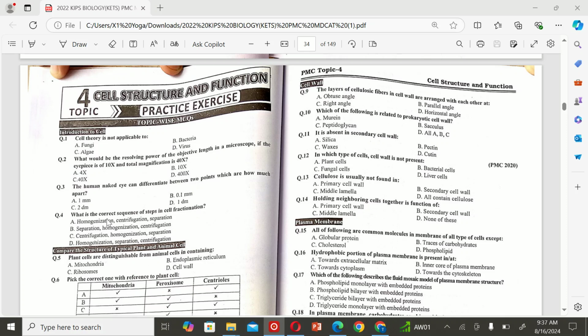The next MCQ is: what is the correct sequence of steps in cell fractionation? A. Homogenization, centrifugation, separation. B. Separation, homogenization, centrifugation. C. Centrifugation, homogenization, and separation. D. Homogenization, separation, centrifugation. So the correct option is B.